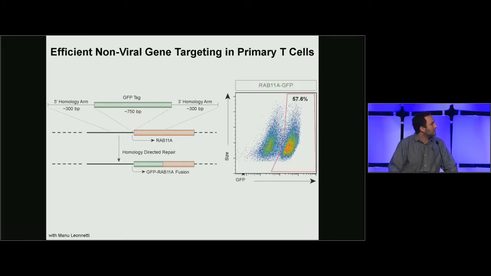So this was the result that really floored me. Theo was actually able to get GFP expression in the majority of cells using this, and at the same time maintaining high cell viability. So this was exciting.